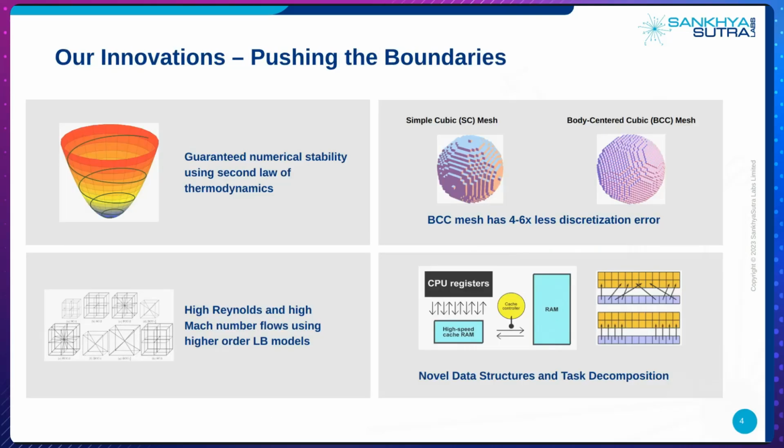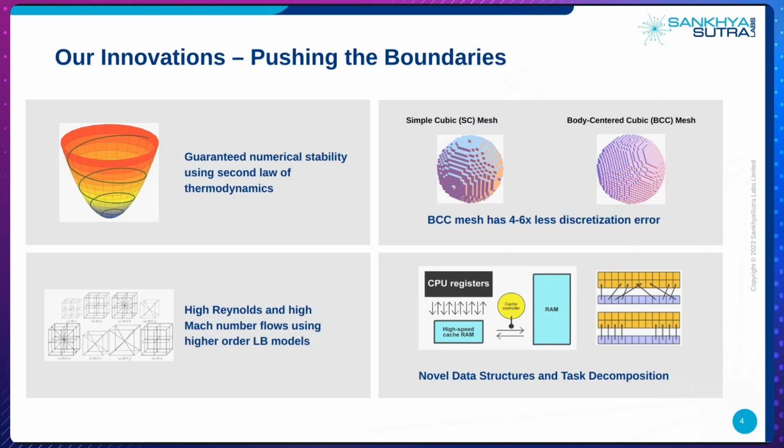So the entropic method is derived from the second law of thermodynamics, and we make use of that for our collision dynamics in our version of the Lattice-Boltzmann method, which is known as the entropic Lattice-Boltzmann method. We also make use of the body-centered cubic mesh, which is different from what is employed in conventional Lattice-Boltzmann methods, known as a simple cubic mesh. The body-centered cubic mesh has been shown to have 4 to 6 times less discretization errors, especially for complex curved geometries, as compared to the simple cubic mesh, with only twice the amount of memory needed as compared to the SC mesh.